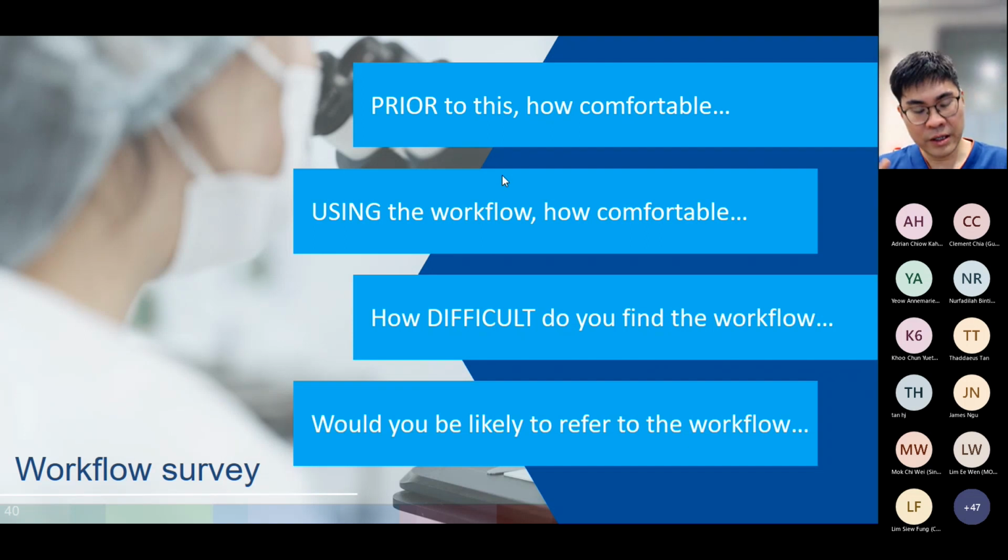So we had a small survey asking about 4 questions. We started off by asking, prior to using this workflow, how comfortable were they in managing hypocalcemia in the post-thyroidectomy patients? Following on, how comfortable are they using the workflow? Because the workflow has many branches, how difficult is it for them to interpret the workflow? And the last question is, would they be likely to use this workflow when they manage hypocalcemia?